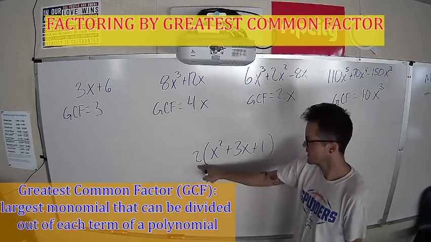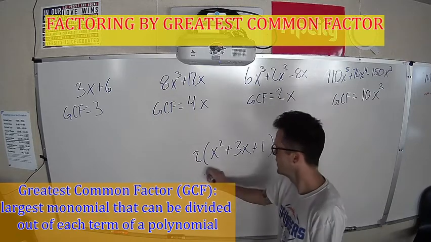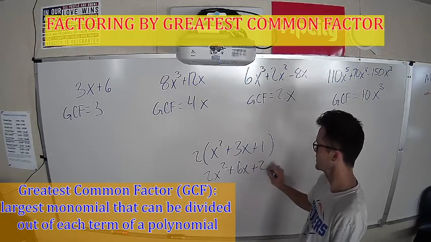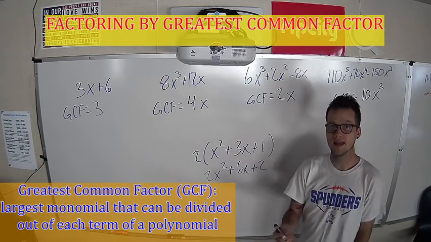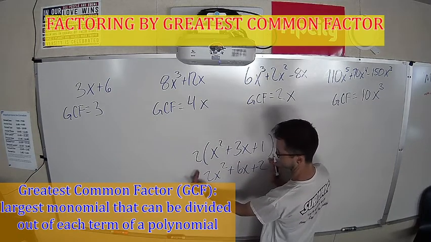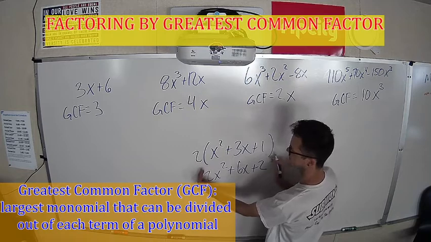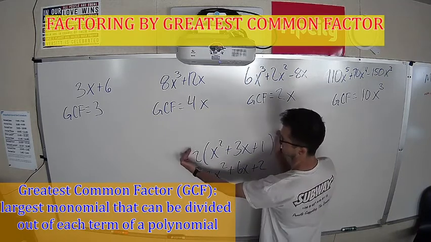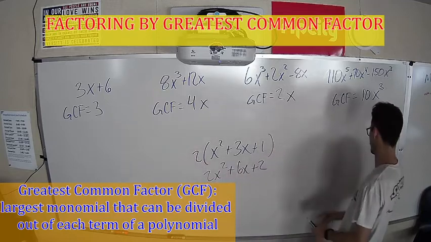We all know we're going to take the 2, multiply it by each piece to get 2x squared plus 6x plus 2. Well, what we're doing now is we're flip-flopping this. We're starting with something that looks like this, identifying that 2 is the biggest piece that goes into each of these terms separately, and we're dividing it out. And our result is going to look like this with the parentheses.